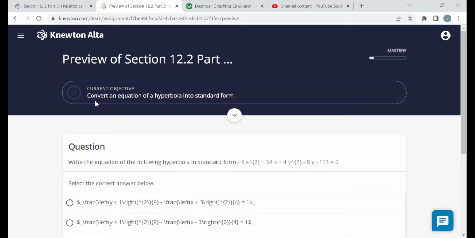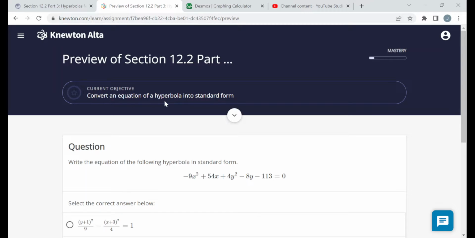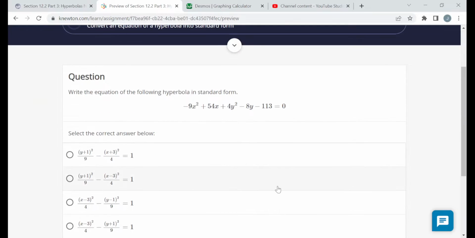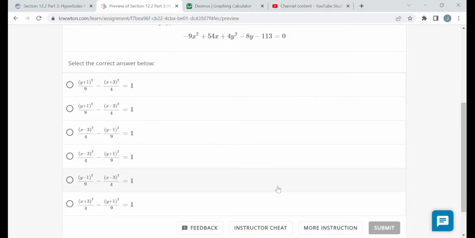Alright, so this one is, convert an equation of a hyperbola into standard form. So it's basically the same stuff. Alright, I'm given some equation that's clearly not in standard form, and through use of completing the square on the x's and y's, I'm going to put it in standard form.